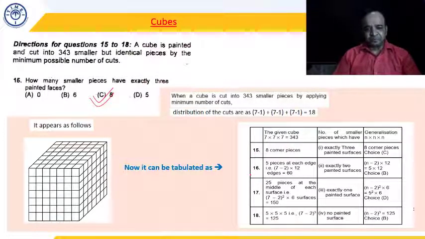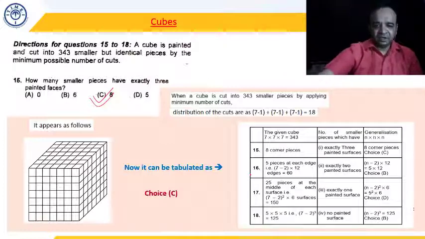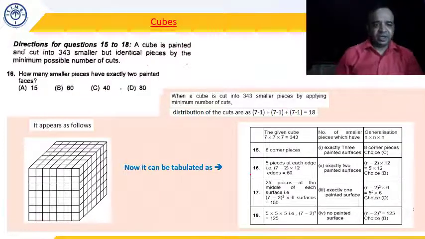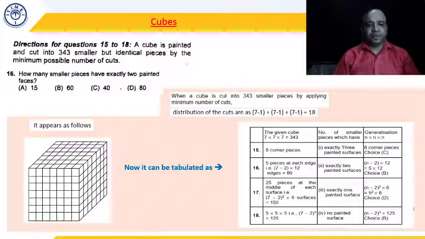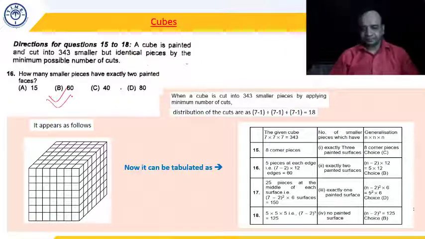I hope this is clear. We already observed that it is 8. Now question number 16. How many smaller pieces have exactly two painted faces? Exactly two painted faces are lying on the edges. Just look at this here: 7 minus 2 into 12. That gives us 5 into 12, exactly two painted surfaces, which is equal to 60. That is the answer choice to be ticked.